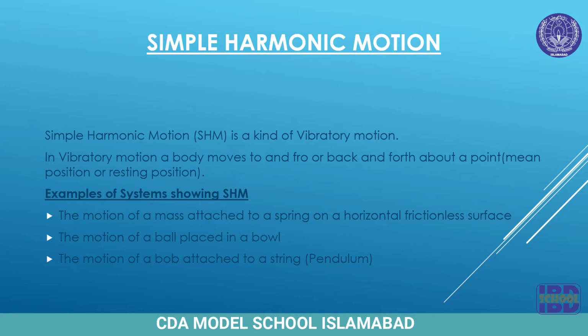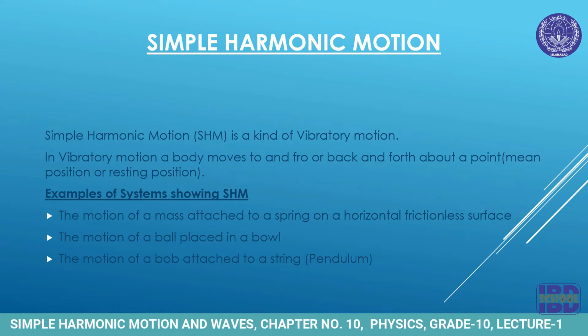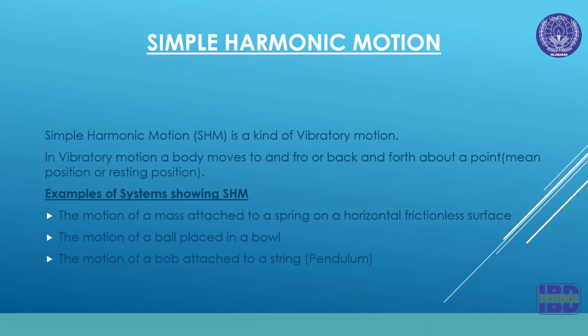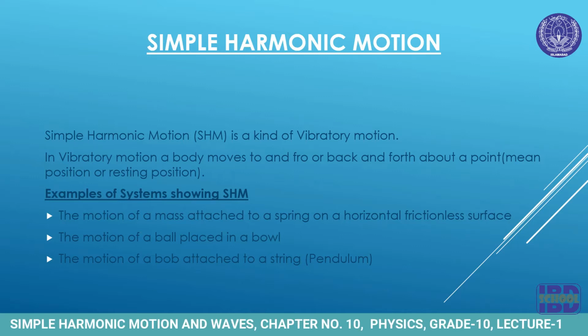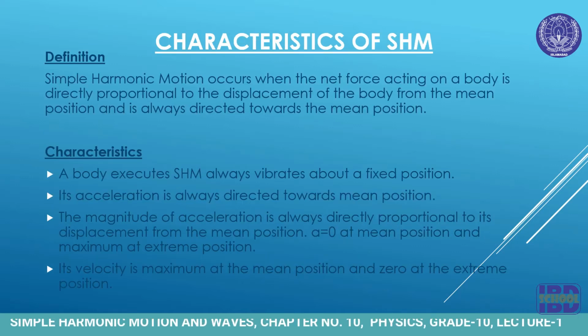Let's see the examples of simple harmonic motion. The motion of mass attached to a spring on a horizontal frictionless surface. The motion of a ball placed in a bowl. And third, the motion of a bob attached to a string, and this system is called a pendulum. So the motion of a pendulum is also simple harmonic.